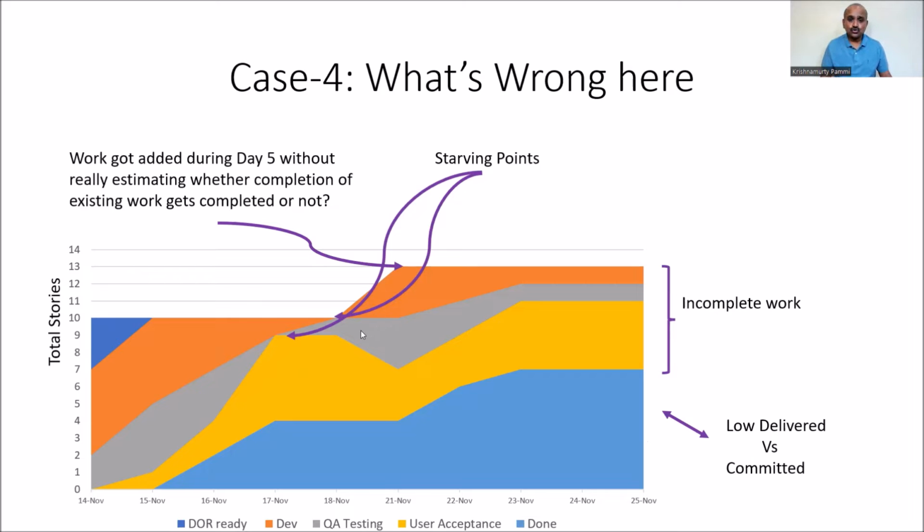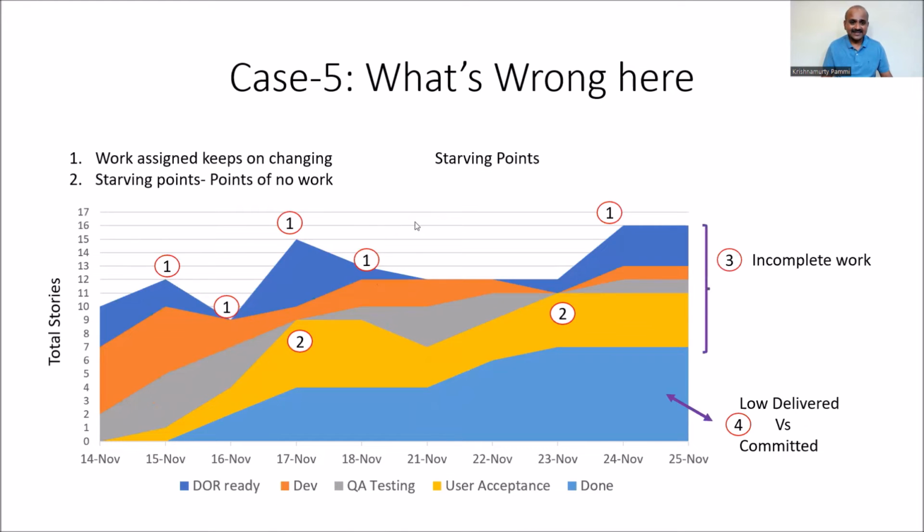I'm asking, don't you think these are the problems that you see in your day-to-day situation? Do you think that you need a tool like this to expose these things so that you can make the respective party, the respective person, accountable for this kind of discomfort within the team? We need it. This is where the cumulative flow diagram helps us. Now let's take another case.